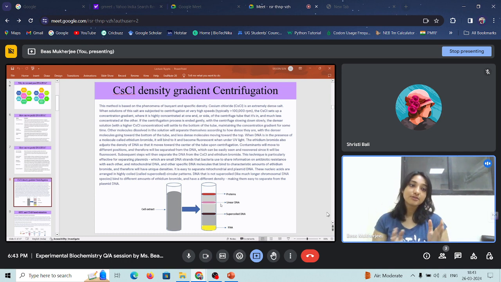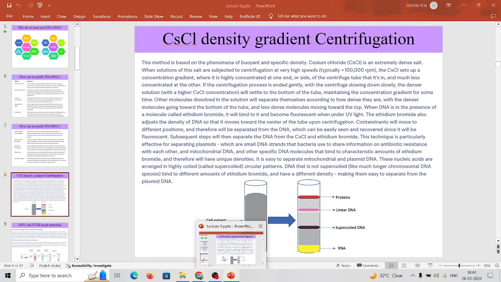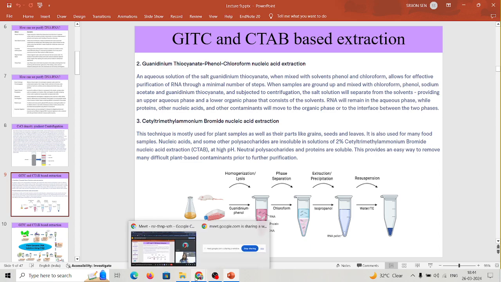So using this method, you can separate plasmid DNA from genomic DNA because they are going to come at different positions in the tube, right? So next we will look at another technique, which is GITC and CTAB based extraction.